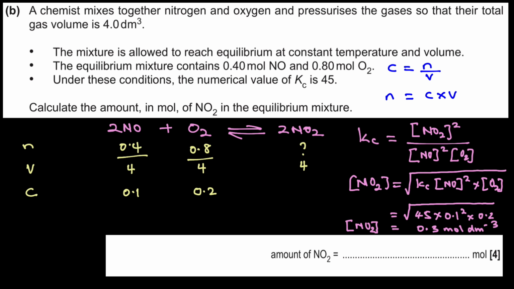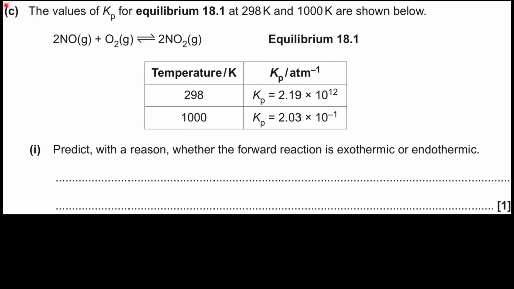In this case, we know the concentration is 0.3. To calculate the mole, using the formula here, we can write the mole for NO2 will be equal to 0.3 times 4, and that is 1.2. This value here will be 1.2, and we can write it also here. The amount means mole, is 1.2.